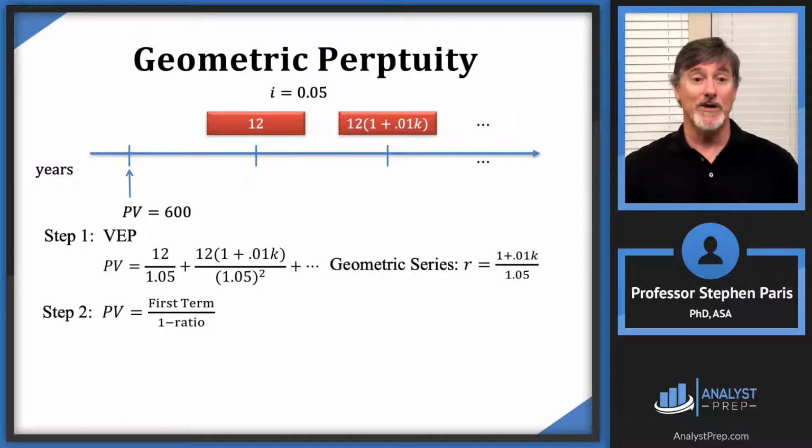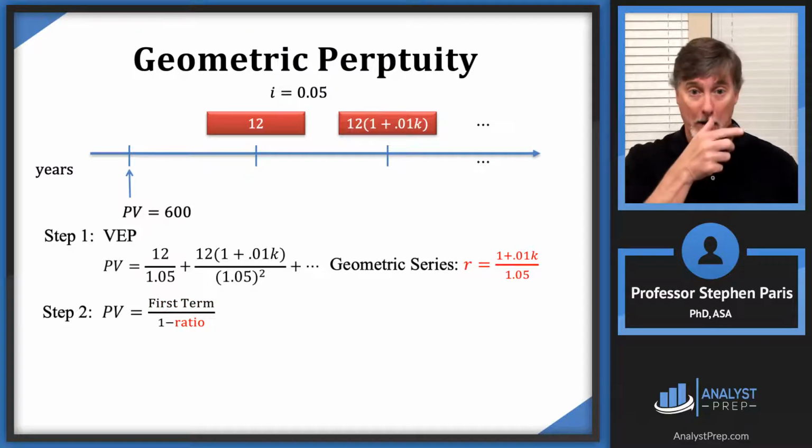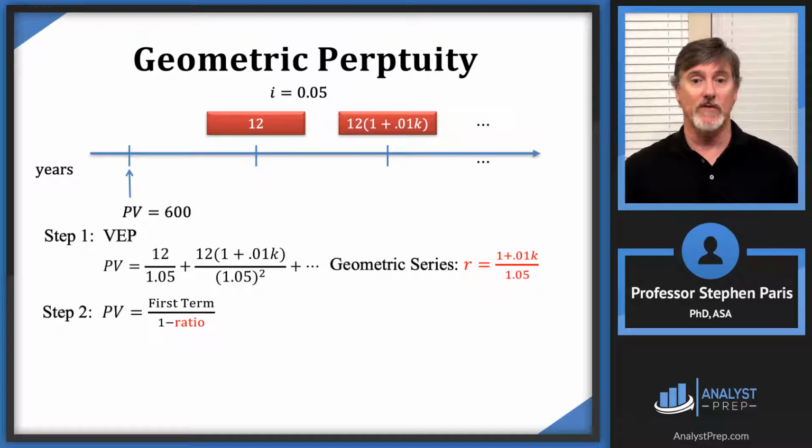The second step is to recognize that the value of a geometric series is its first term divided by 1 minus the ratio. So what's the first term and what's the ratio? The first term is the first term of the expression we just built, 12 divided by 1.05. The ratio I've already talked about: it's (1 plus 0.01k) divided by 1.05. So then I just plug everything in: 600 for the present value, the first term, and the common ratio, and I get an expression that I need to solve for k.